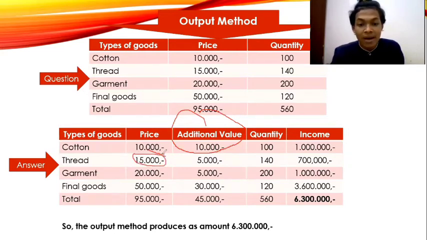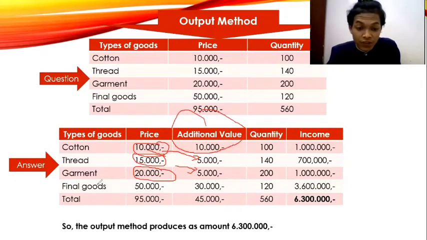15,000 minus 10,000, and then we got 5,000. Next, for the garment, 20,000 minus 15,000, and we got 5,000 as well. And the final goods, 50,000 minus 20,000, and we got 30,000. Do you got it? Okay, my students.